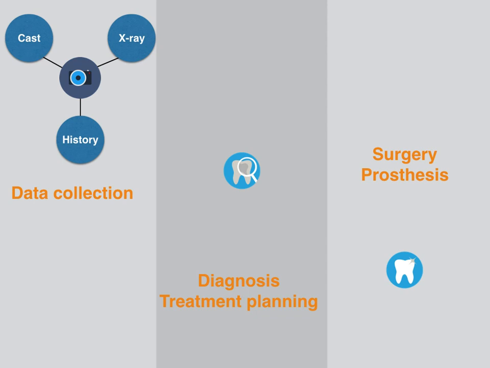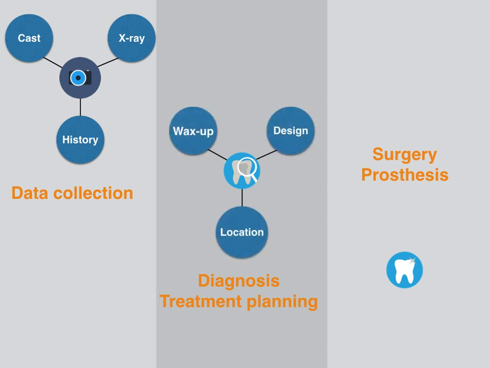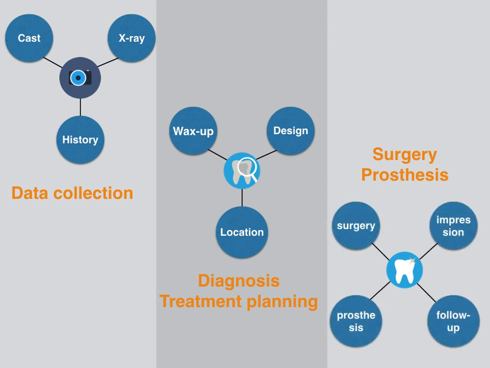In data collection, it includes the cast impression, the x-ray, the diagnosis, and getting the history. In the diagnosis and treatment planning, it may include the wax up, how to design the implant restorations, and where to place the implants. Finally, the surgery and prosthesis include the surgery, the final impression, the final prosthesis, and even the follow-up.